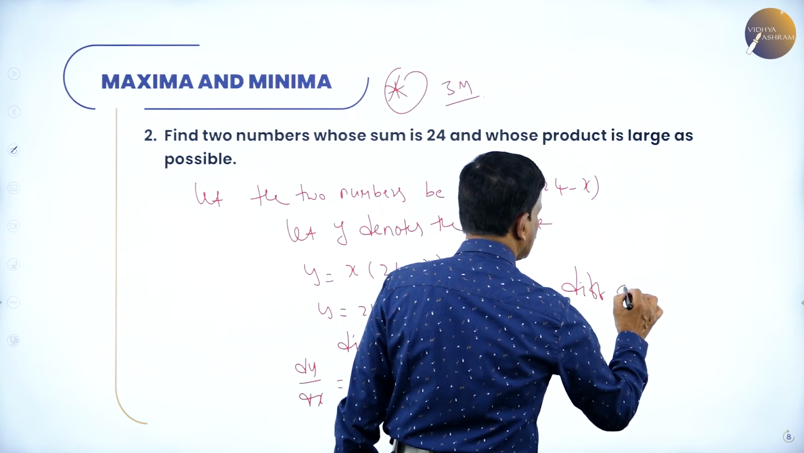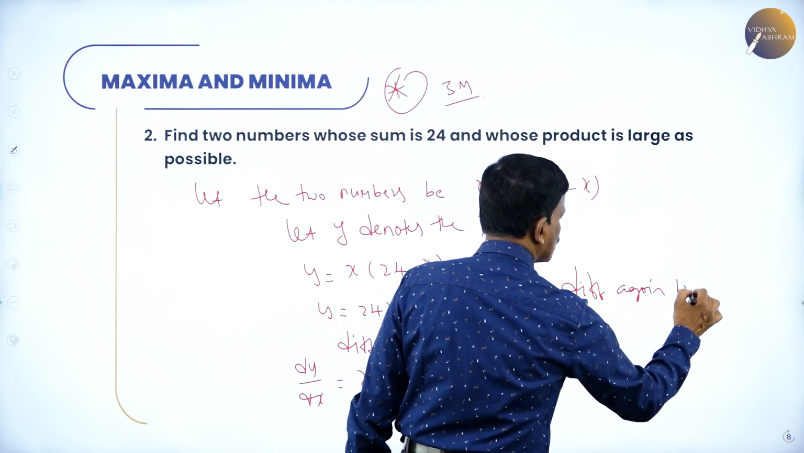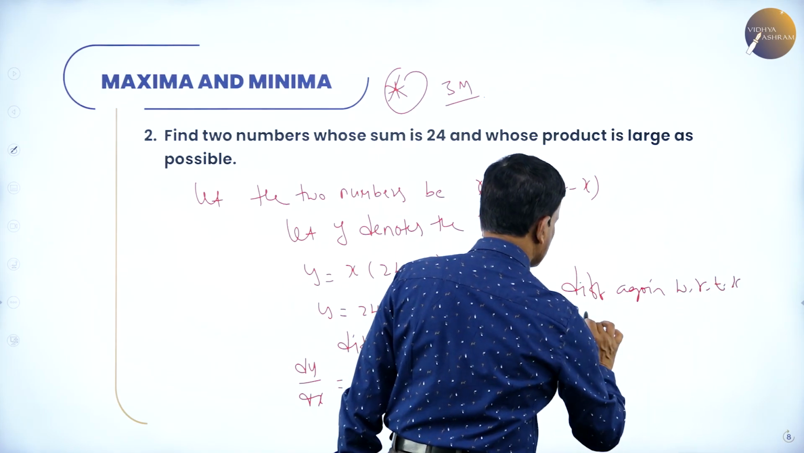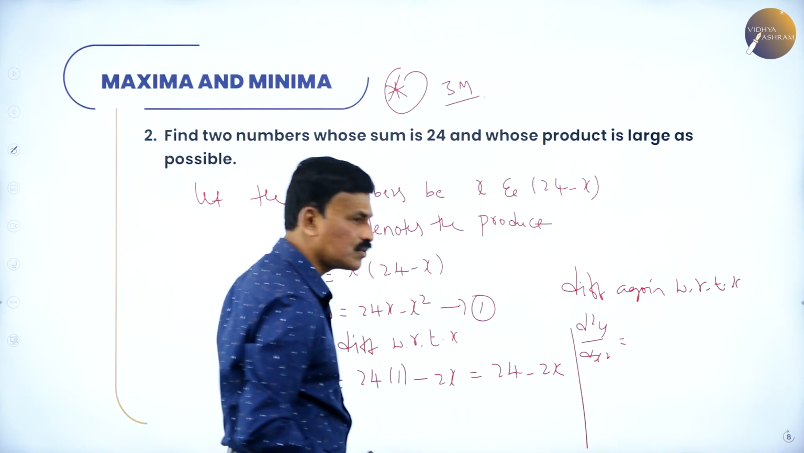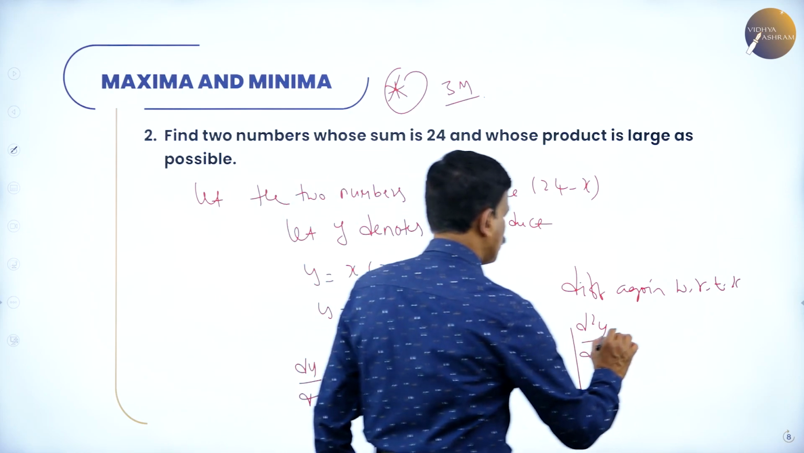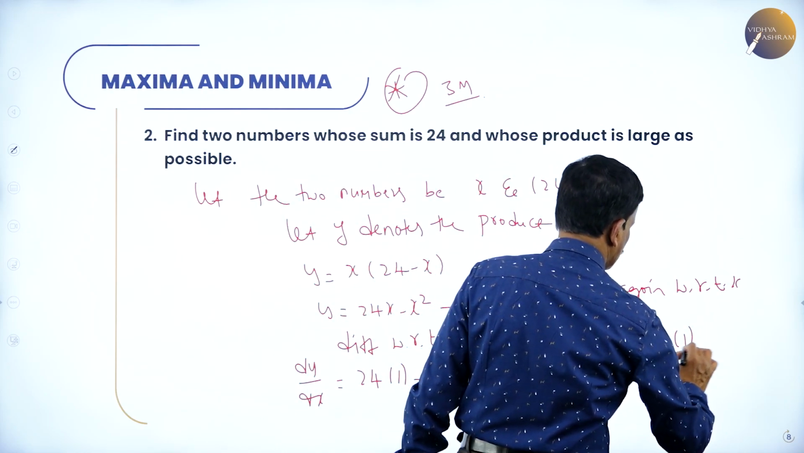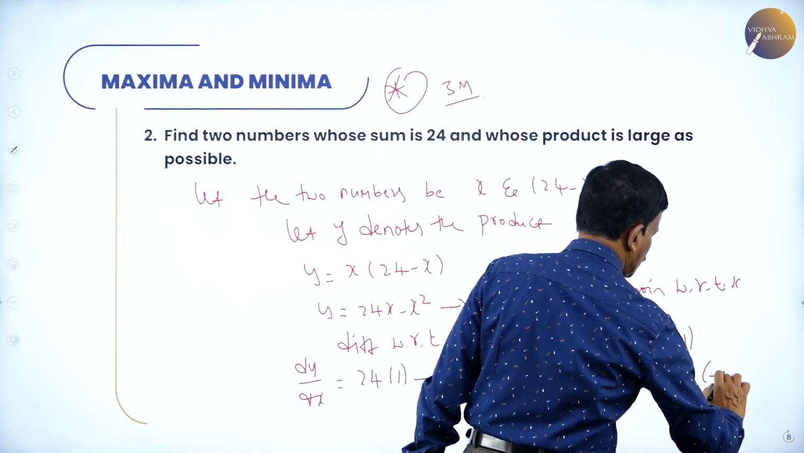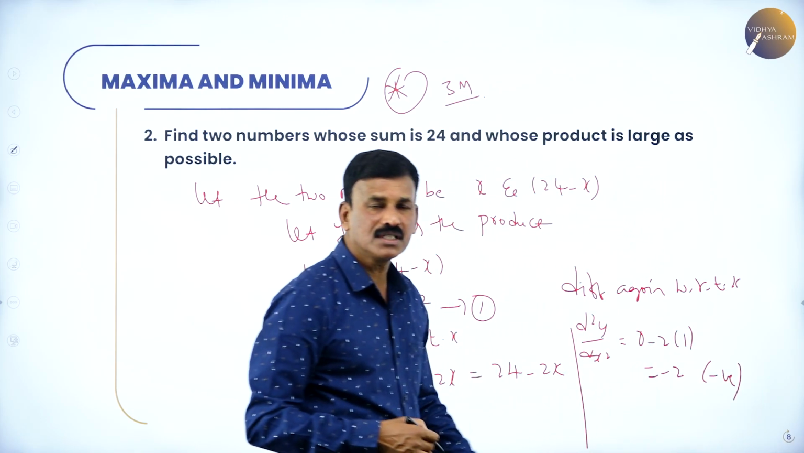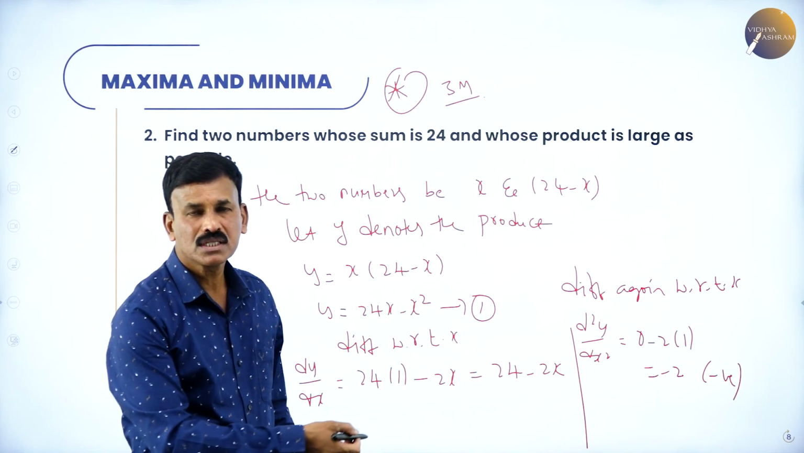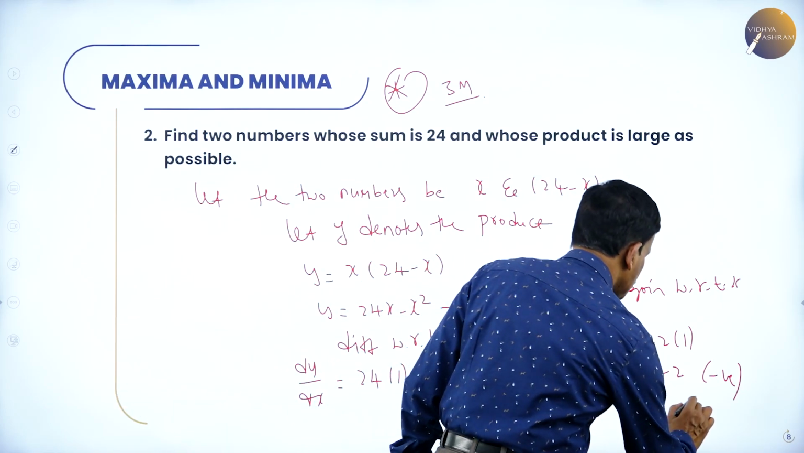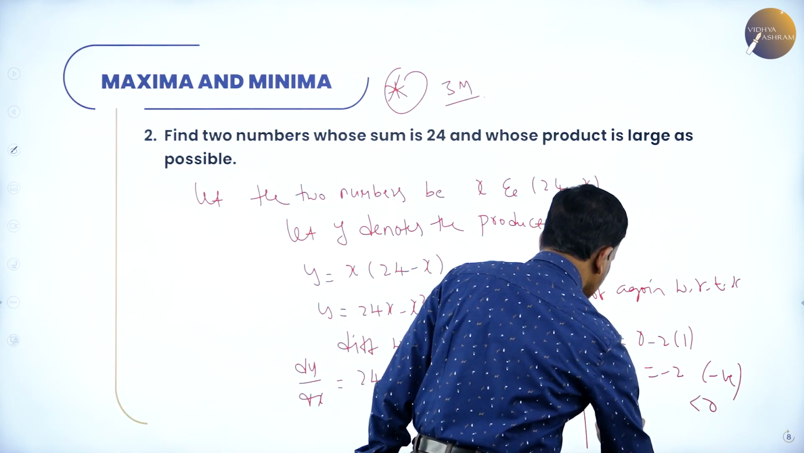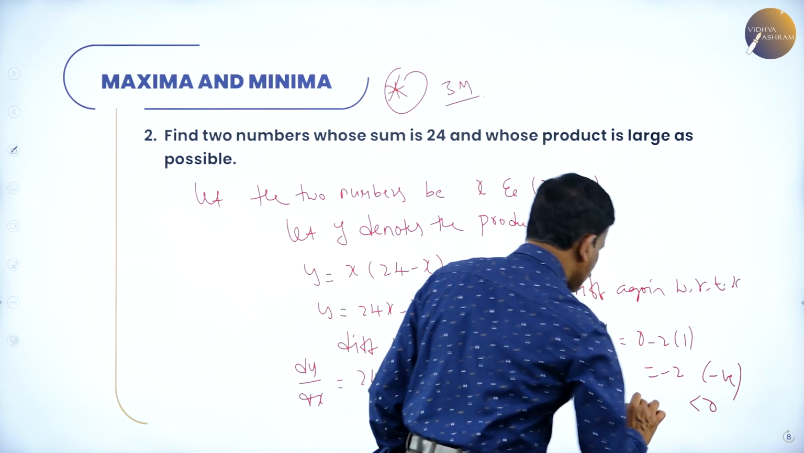If you differentiate again with respect to x, what we will get? d square y by dx square is equal to 24 constant 0 minus 2 into 1, that's equal to minus 2, negative. Negative indicates the function is maximum, right? That's it. So, here this is negative, that means less than 0, therefore the function is maximum, right?